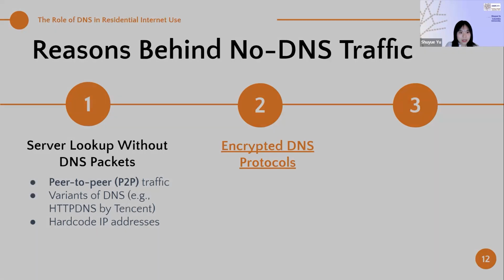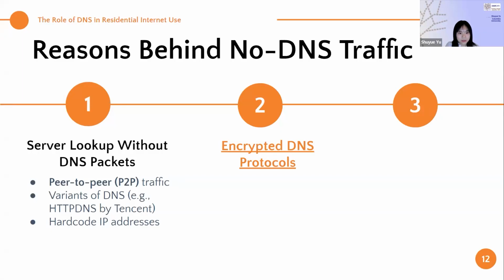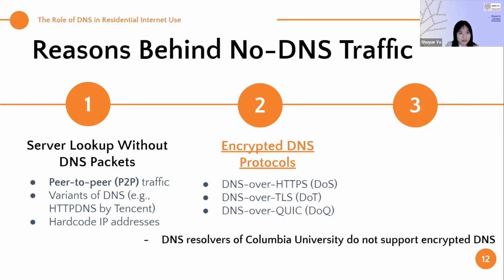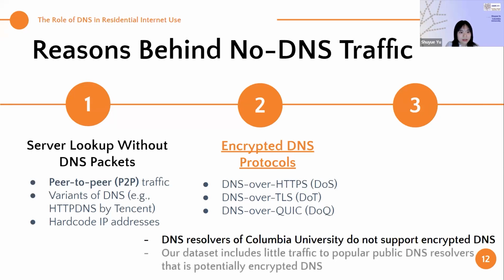The second reason is the adoption of encrypted DNS protocols, such as DNS over HTTPS, DNS over TLS, and DNS over QUIC. But DNS resolvers of Columbia University do not support encrypted DNS, and our dataset includes very little traffic to popular public DNS resolvers that are potentially encrypted DNS. So we believe that the second reason should only explain a very small amount of traffic.